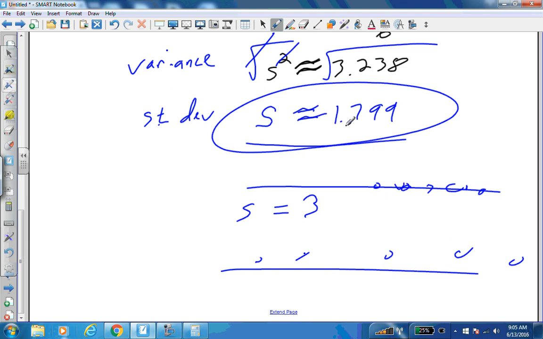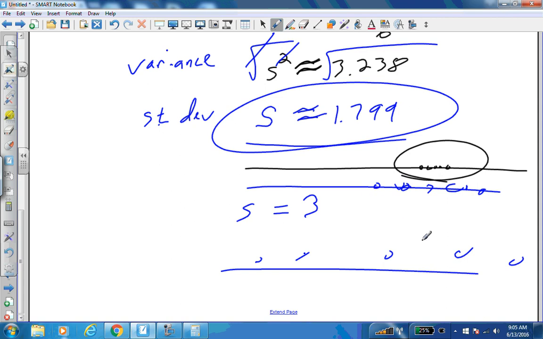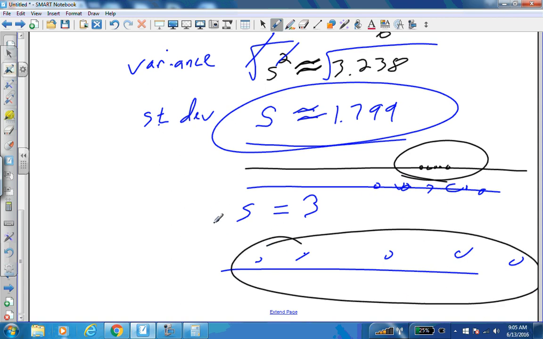If we had a smaller standard deviation, then that would mean our data is grouped even closer. So the more spread out it is, the larger standard deviation. The smaller it is, the smaller standard deviation. So again, that's just describing how dispersed our data is.